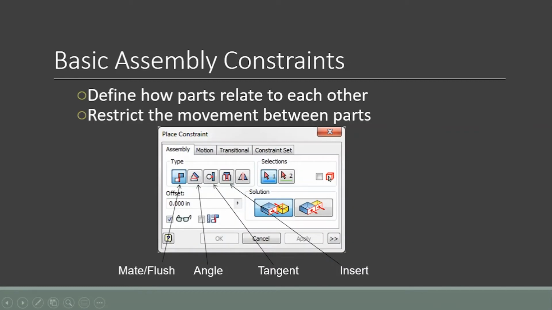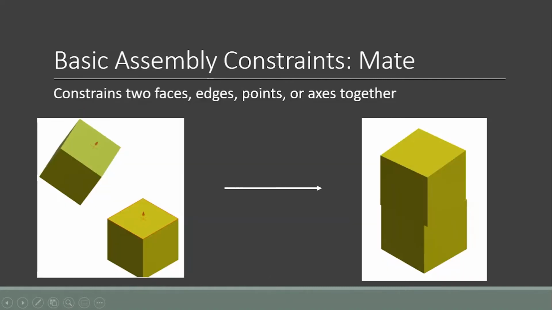Let's go over some of the basic assembly constraints in Inventor. Assembly constraints define how parts relate to each other, and they also restrict the movement between parts. We could see there are 4 basic constraints here: the mate and flush, angle constraints, tangent constraints, and the insert constraint. This is the mate constraint. Mate allows 2 faces, edges, points, or axes to join. As you can see here, these 2 surfaces, after placing a mate constraint, they have now joined.